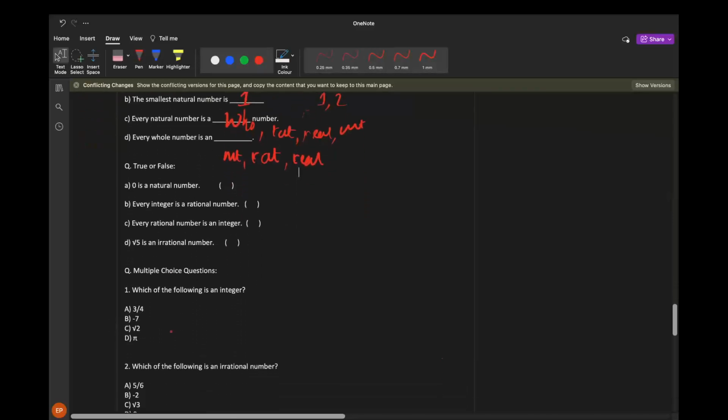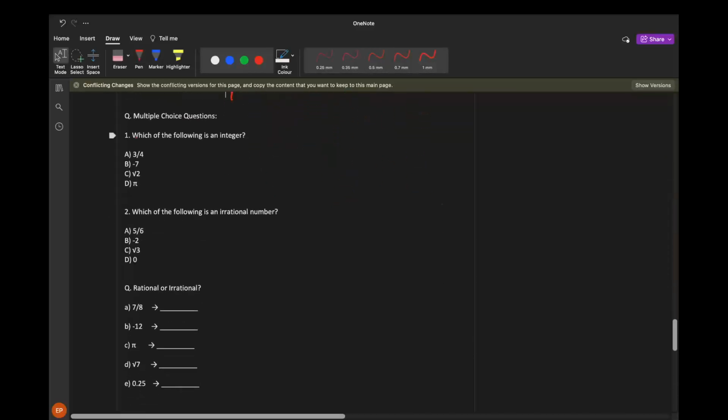True or false: 0 is a natural number? False, because 0 comes under whole numbers. Every integer is rational? Yes, true, because while we draw the tree-like structure, integers come under rational. Vice versa, every rational number is an integer? False, because 3 by 4 is rational, but it is not an integer, right? Root 5 is irrational? Yes, it's irrational.